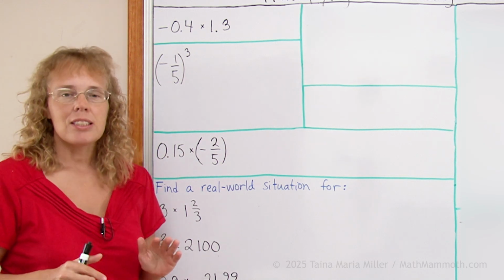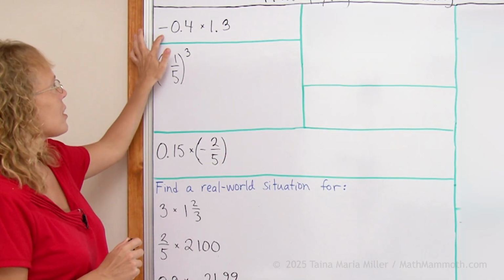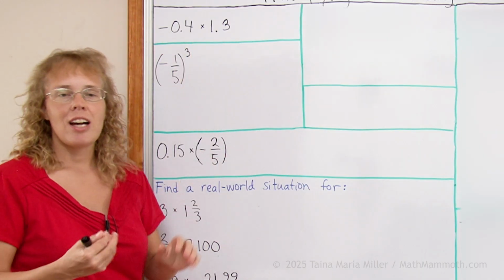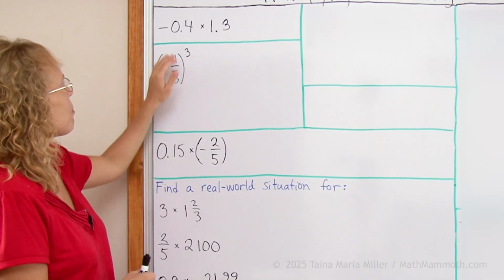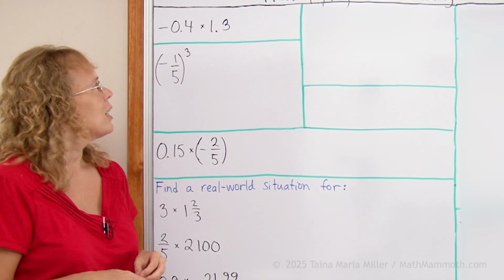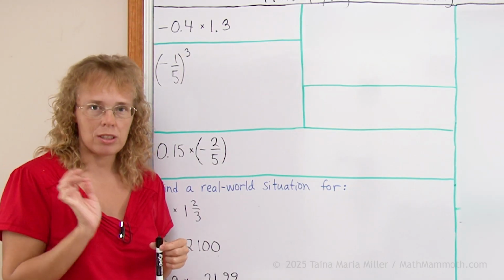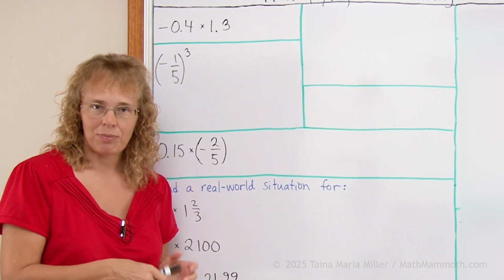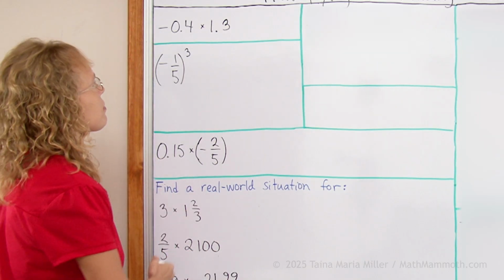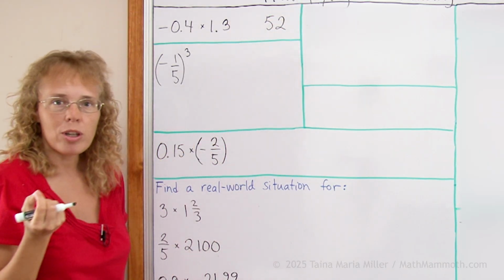You multiply this using the normal decimal multiplication. Just notice that since there's a negative times a positive, your answer will be negative. So just multiply as if it was 0.4 times 1.3. And for that, I can multiply mentally as if there were no decimal points. Multiply 4 times 13, right? That's 52. So I get 52, but then I need to figure out where the decimal point goes.